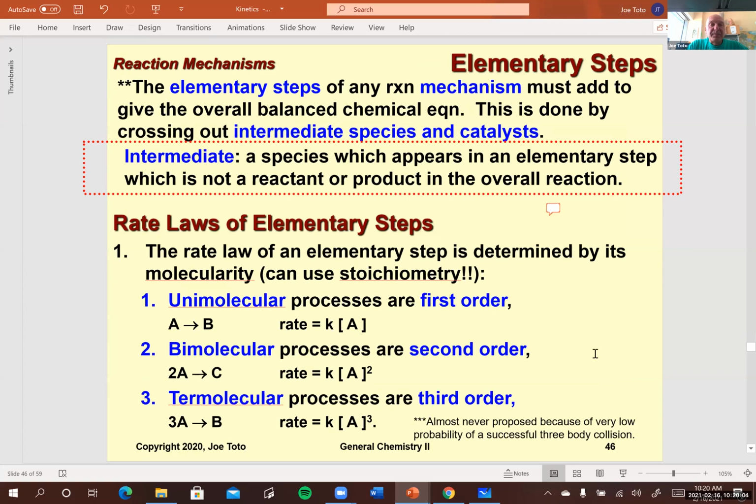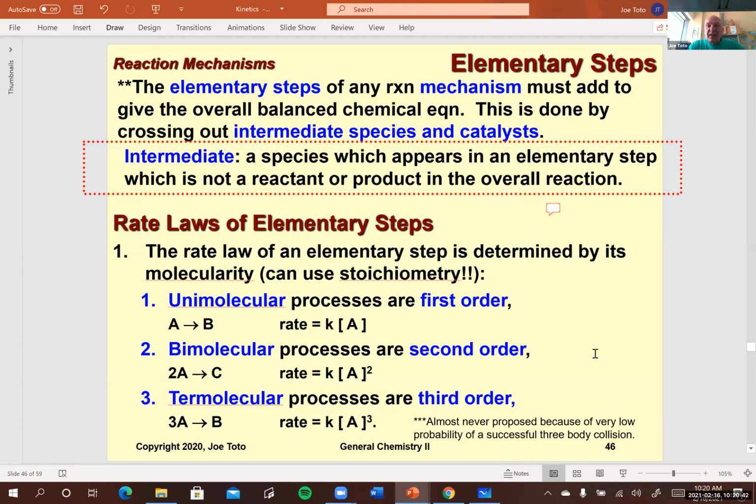Let's take a look at what we mean by intermediates and the elementary steps, and what consequences that has in terms of rate laws and the things we've been talking about in kinetics. So an intermediate, what is that? An intermediate could be part of a mechanism, and it's found in the elementary steps. And an intermediate is something that's produced in one of the elementary steps, but then consumed in a step that follows.